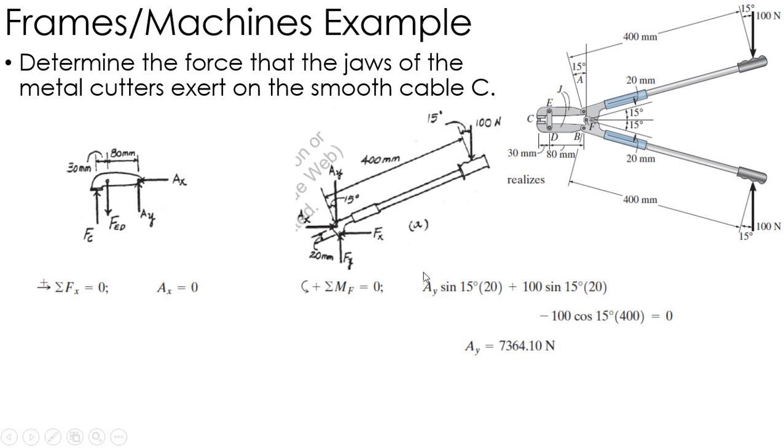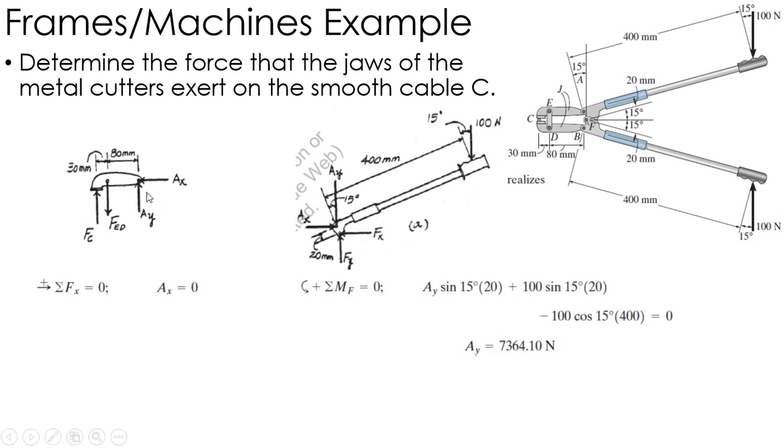Recognizing that the only unknown I have is AY, I can solve for AY, knowing that I have 100 newtons here, and recognizing that the force at F has 0 moment contribution, and knowing AX equals 0, all I've got is AY. The force AY is 7,364, which means my assumption was correct, that AY is up over here and down over here.